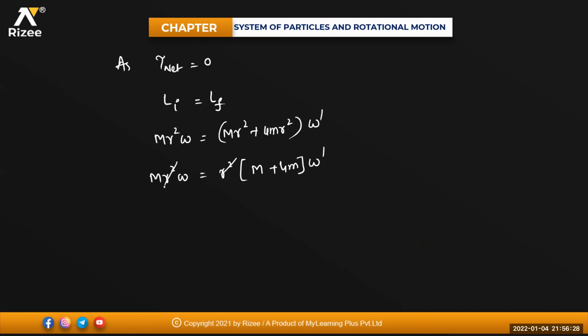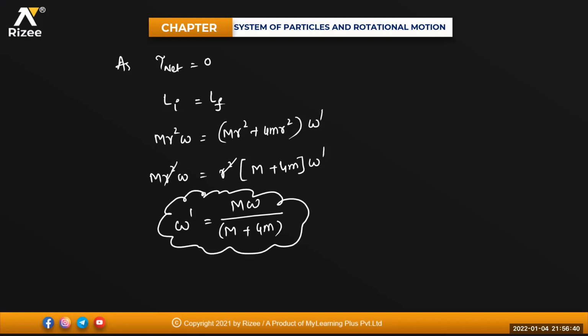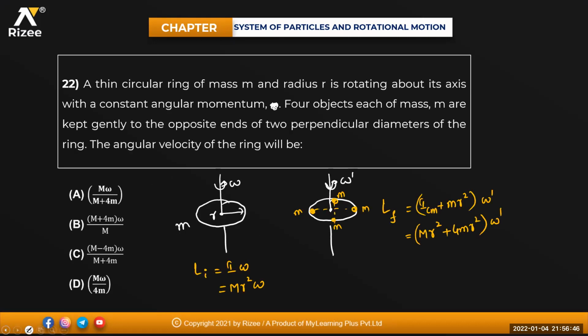R square will get cancelled. Omega dash is capital M into omega divided by capital M plus 4m. So this will be the final angular velocity. Done. Check it out once more.